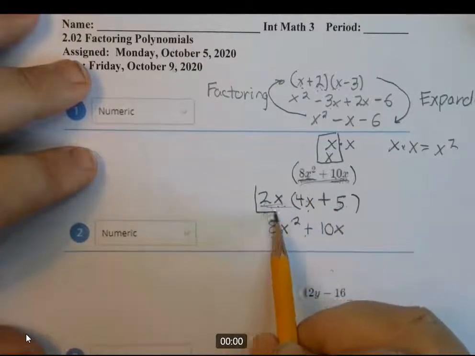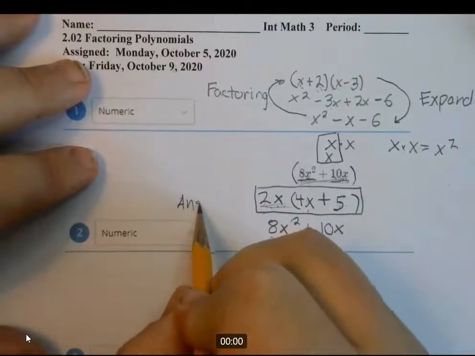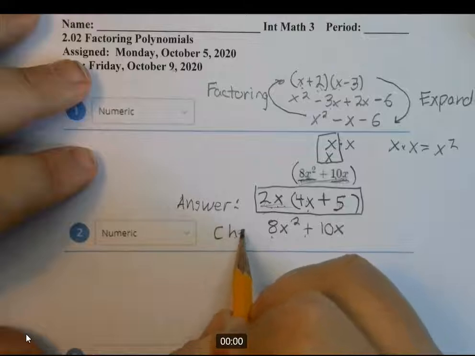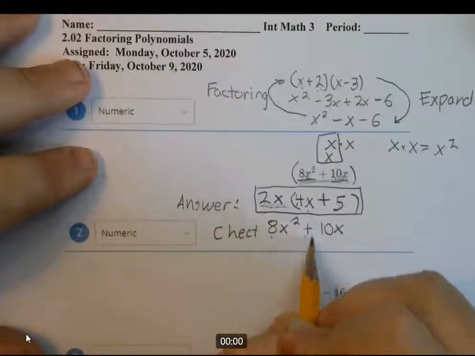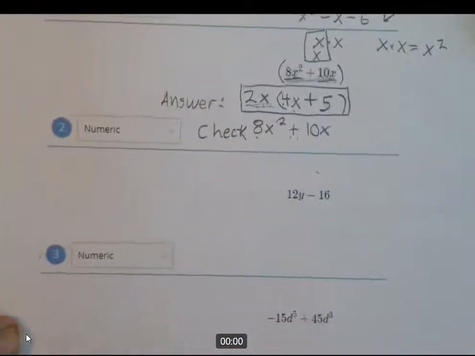So this is the answer. This is simply the check. You check to see that this produces what you started with up there, okay? That's a check. All right, let's keep going.